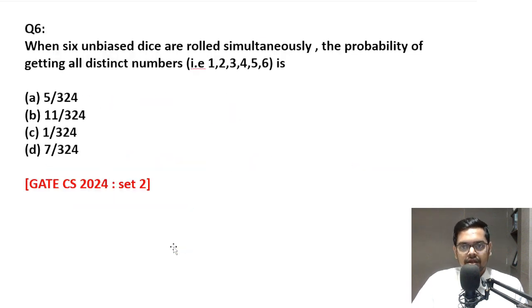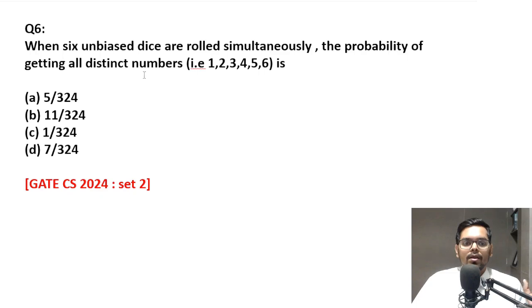To the next question and the final question. When 6 unbiased dice are rolled simultaneously, the probability of getting all distinct numbers 1, 2, 3, 4, 5, 6 is what? A, B, C or D. ANDRO 2024 set 2. So it's not that tough a question. Again an easy question. Probability is requirement by total. Total is what? 6 unbiased dice, so 6 to the power 6.